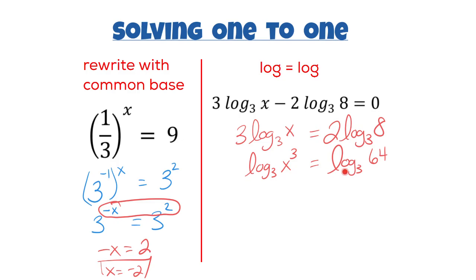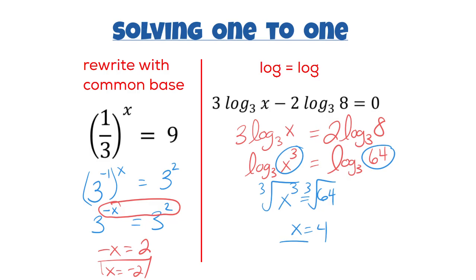I have a log equals a log, same base. Again, not trying to be tricky, that will always be the case. So when you have a log equals a log, the only way that can work is if this piece and this piece, the arguments, remember those are called the arguments, are equal. So I ditch the logs and I just look at the arguments and set them equal. All right, cube root both sides. So x must equal 4. Again, one-to-one properties, pretty quick, nice methods.